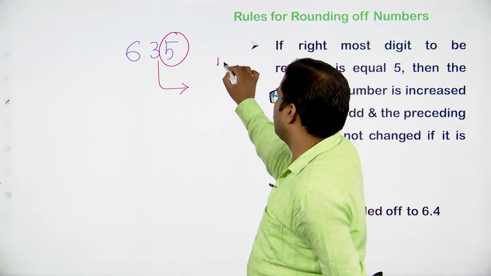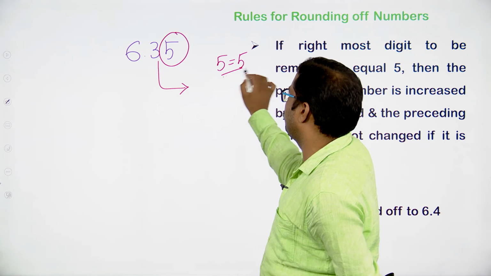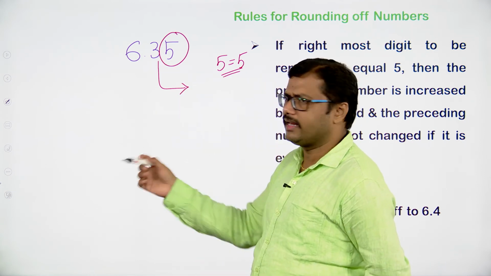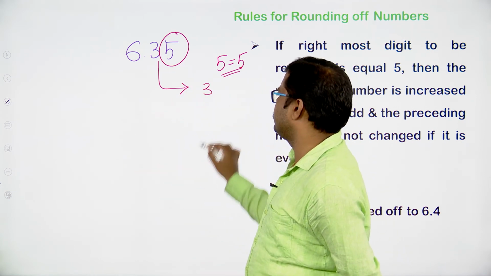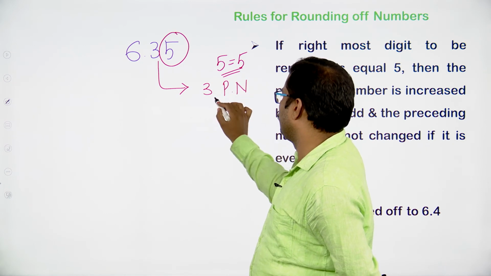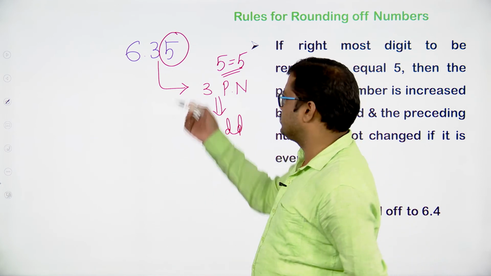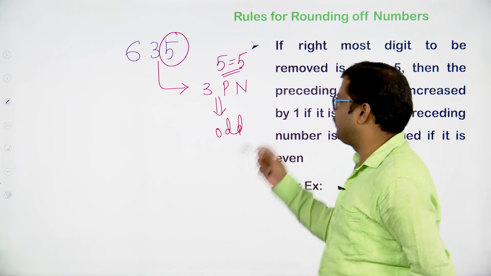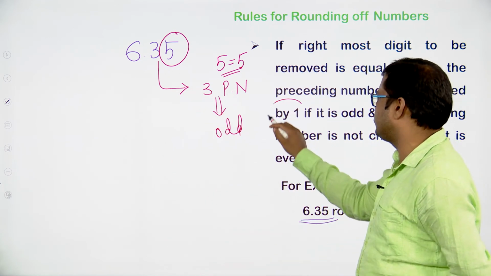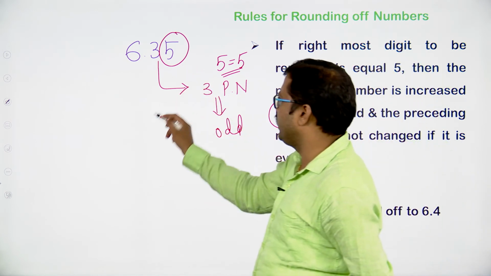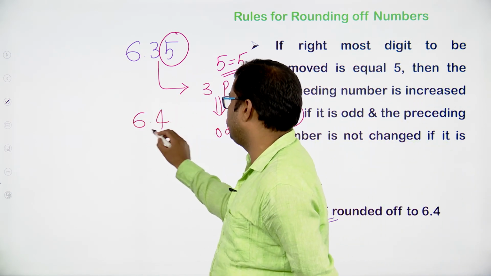Here the number to be removed is exactly equal to 5 and the preceding number is 3. Moreover, it is an odd number. 3 is an odd number, right? Since 3 is an odd number, what do we have to do? When the preceding number is odd, it has to be increased by 1. So we have to report the value as 6.4.